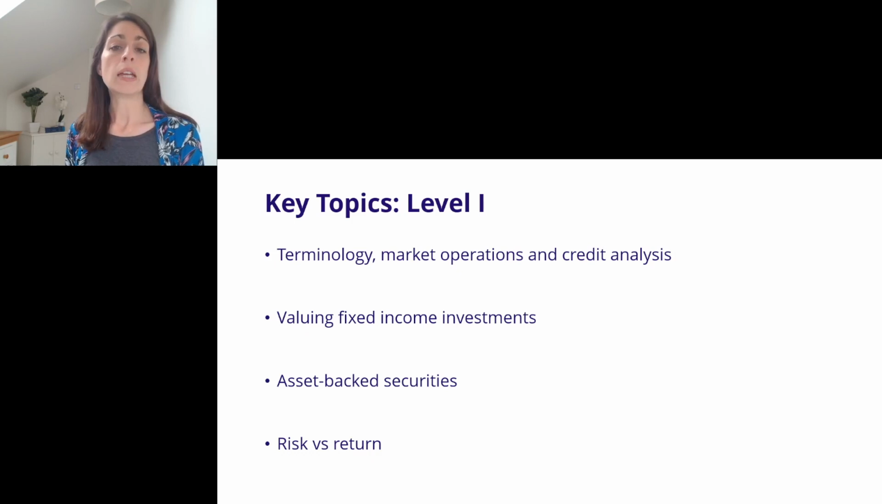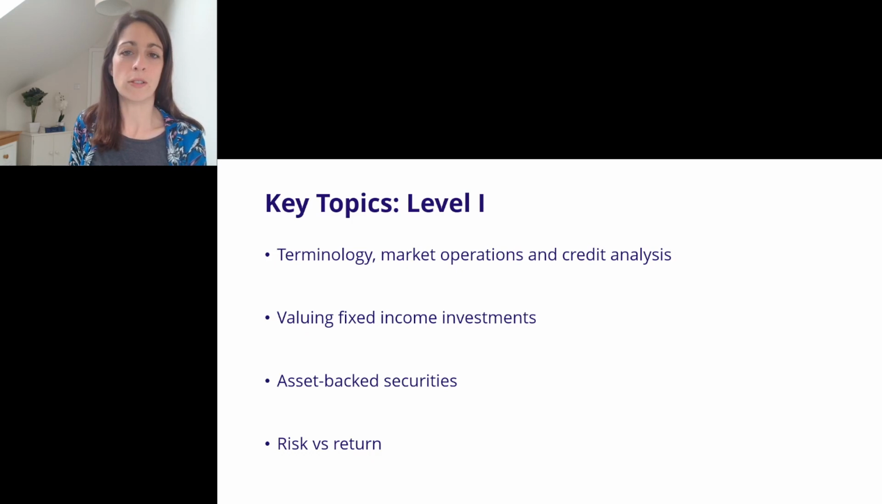One of the key topics at level 1 is an introduction to the valuation of fixed income investments. Now, the time value of money principles that you will have learnt within quantitative methods crop back up here, as well as various other places in the level 1 curriculum. And they're the basis for fixed income investments. So having a look at the cash flows that the fixed income investment is going to provide and trying to find the present value of those.